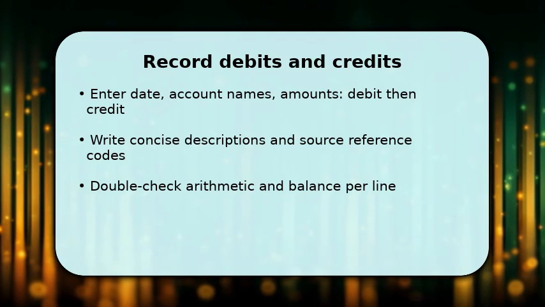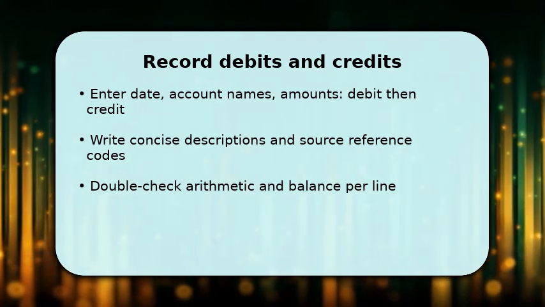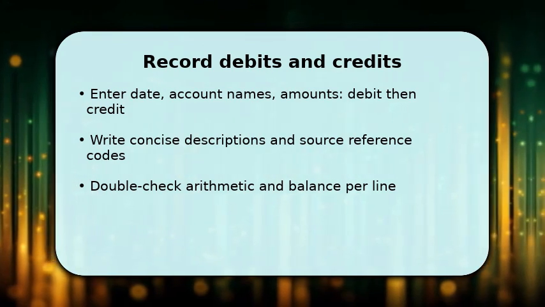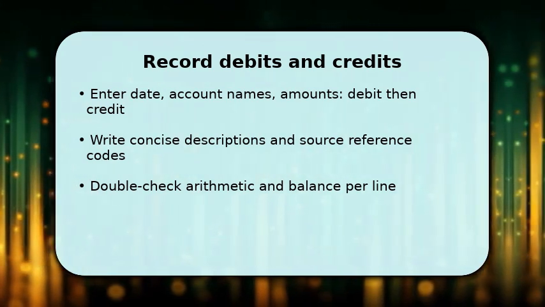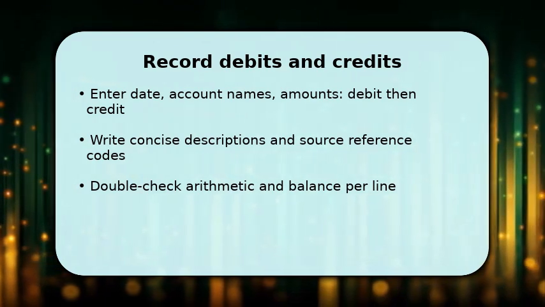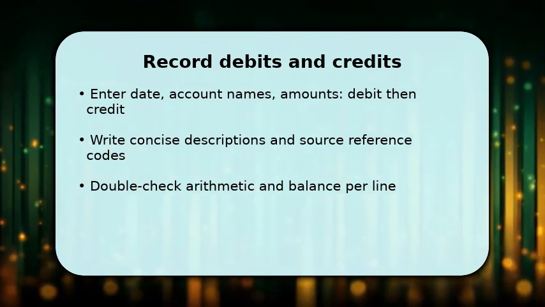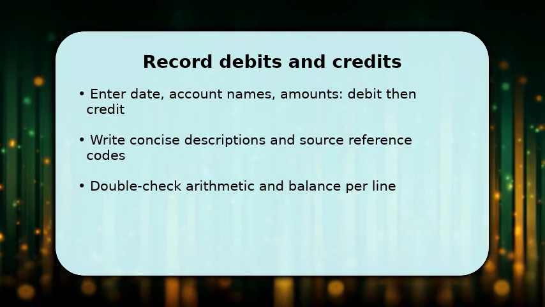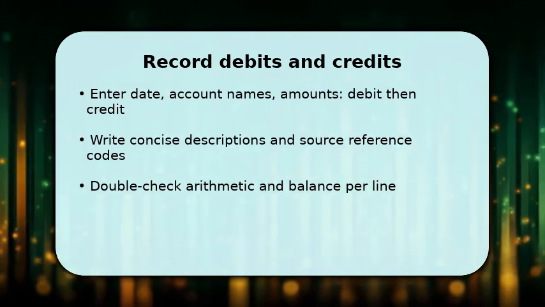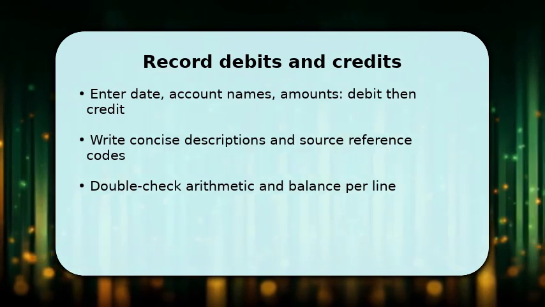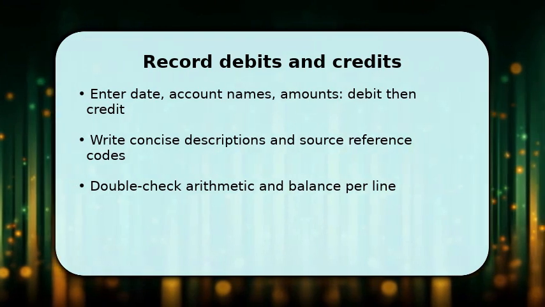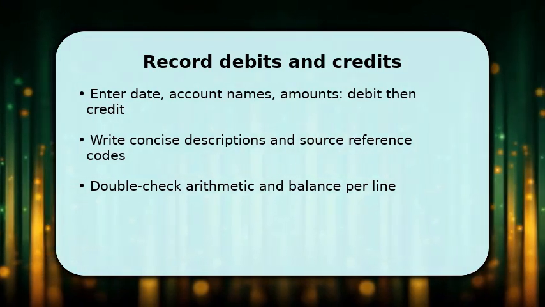Now record each transaction. Enter the date, list the debit accounts first with amounts, then the credit accounts. Explain briefly in the description field why the entry exists and include source reference codes for traceability. Once done, verify that debits equal credits on the line and that totals match supporting documents. If an adjusting or correcting entry is required, note it clearly and use separate lines to avoid confusion. This keeps the general journal auditable and reliable.